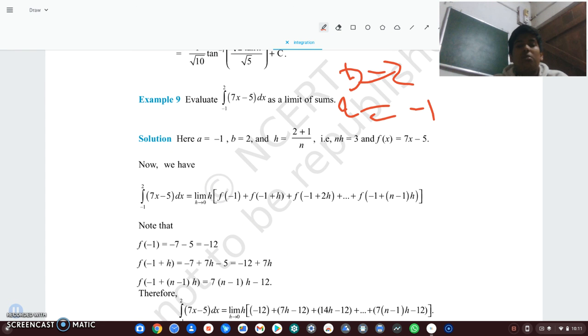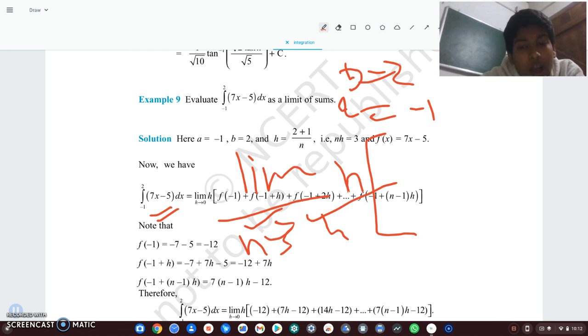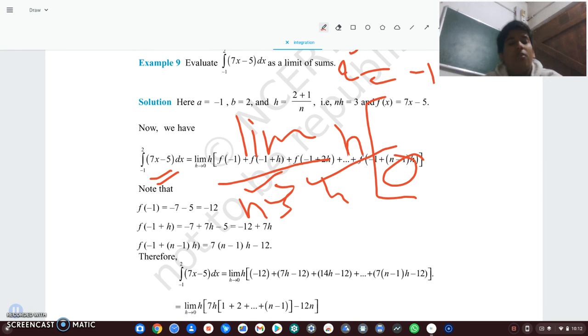So what we write is integration like this, and limit h tends to 0, always. Now h into brackets. Now you can write f of minus 1, then minus 1 plus h, minus 1 plus 2h, till how much? Till minus 1 plus n minus 1 times h, n terms. Okay, so this is done. Now we have to solve this equation. Now what can we do?